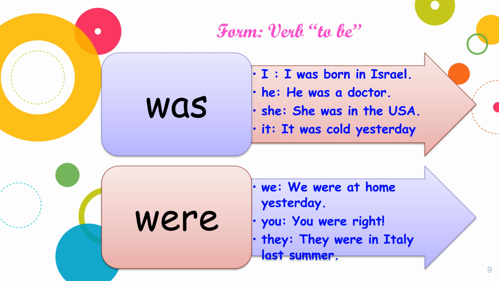With were, we use we, you, and they. For example, we were at home yesterday. You were right. They were in Italy last summer. Remember that was and were are the past forms of the verb to be.